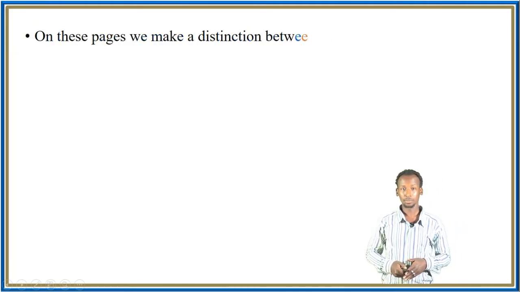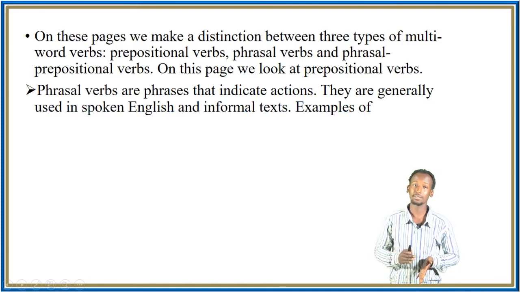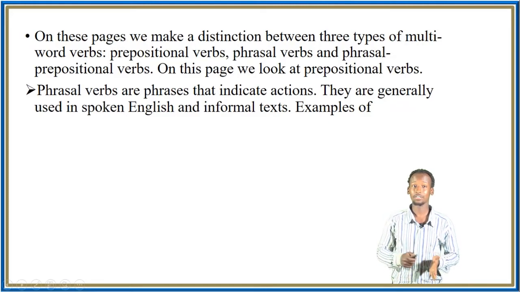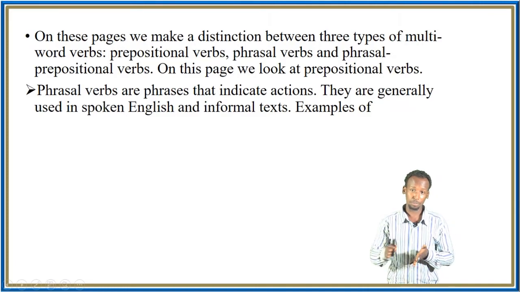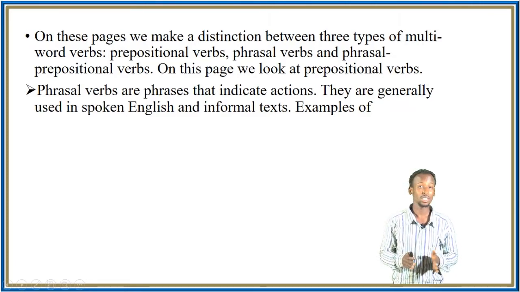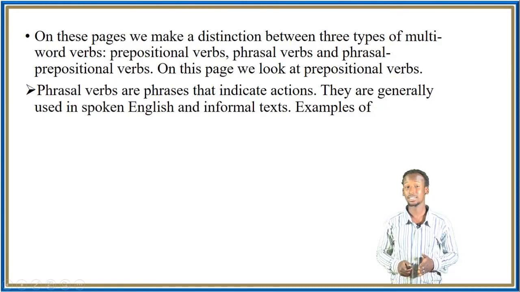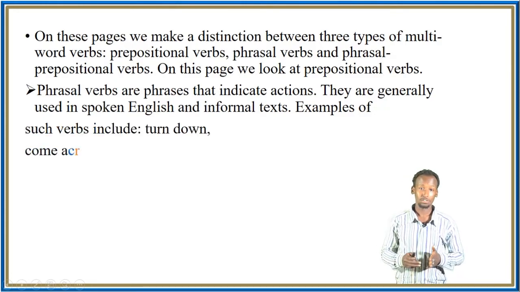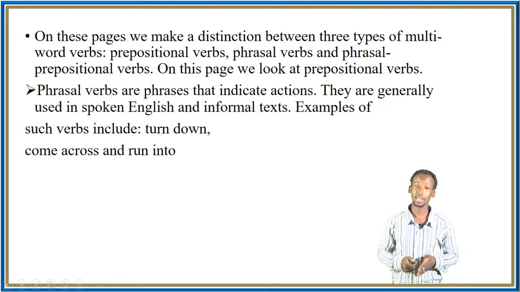On this page, we make a distinction between three types of multi-word verbs: prepositional verbs, phrasal verbs, and phrasal prepositional verbs. On this page, we look at the prepositional verbs. Phrasal verbs are phrases that indicate actions. They are generally used in spoken English and informal texts. Examples of such verbs include turn down, come across, and turn into.